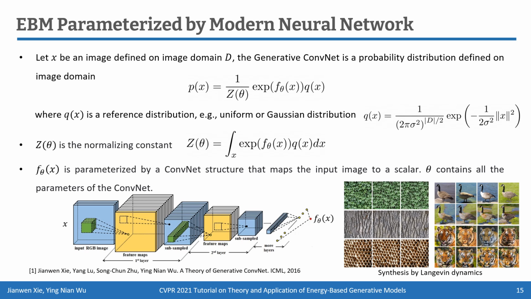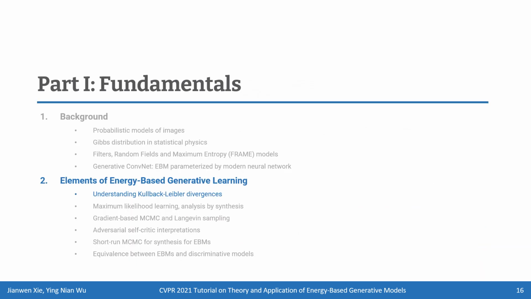For the rest of part 1 of this tutorial, I will use the Generative ConvNet as an example to present the elements of energy-based learning. In this section, we will study an important concept, which is KL divergence.